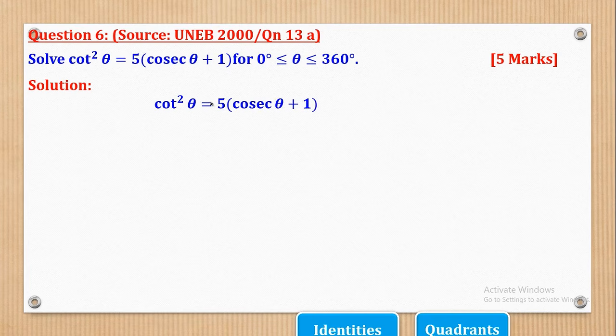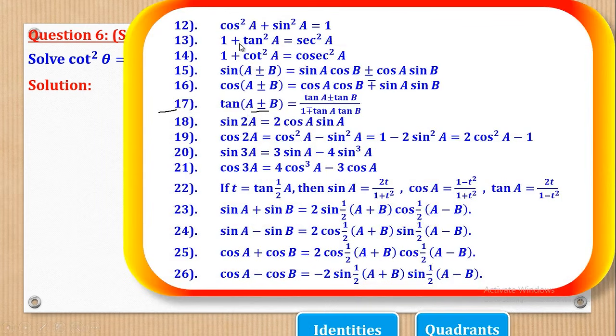If you look at this, here we have cosec and here we have cot. So we have to look for an identity which can convert cot squared to cosec squared. When you go to our identities, you realize that this third one, number 14, relates cosec and cot, meaning that's the one we are going to use, by taking this side to become cosec squared minus 1.